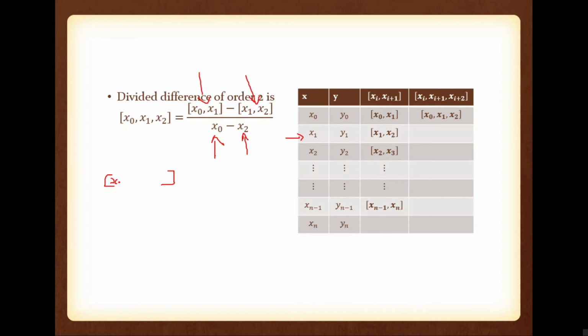x1, x2 and x3. What about this? Are you agreeing with this? Yes, okay. So [x1, x2, x3]. And how can we write this expression? This one is equal to, what about the numerator? First two. What is the first two? [x1, x2]. So that is the first two minus, what is the last two? [x2, x3].